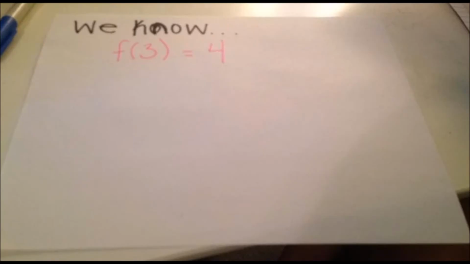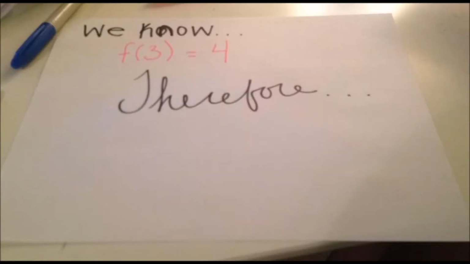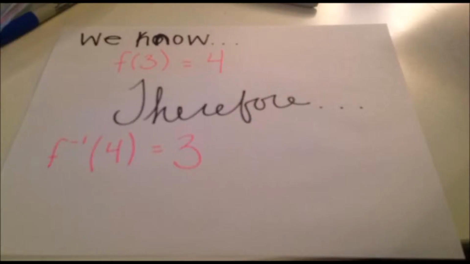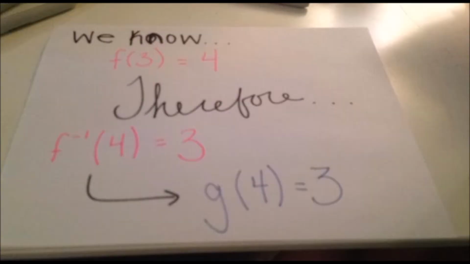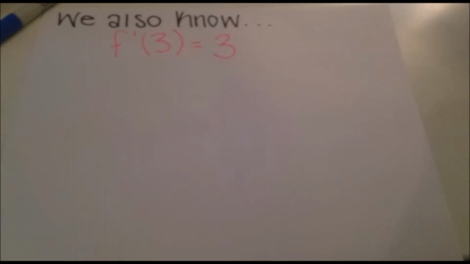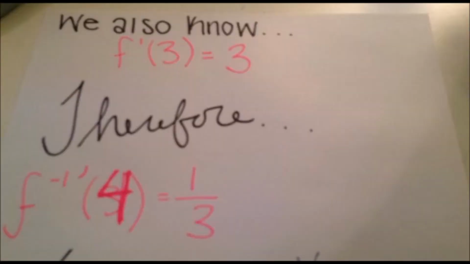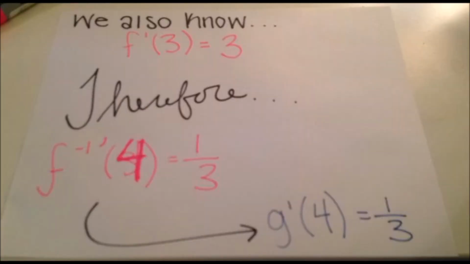So we already know that f of 3 equals 4, therefore the inverse would be (4, 3), or g of 4 equals 3. We also know that f prime of 3 equals 3 because the slope is 3 and the derivative is the slope of the tangent line. Therefore, excuse my awkward correction, the inverse derivative would be g prime of 4 equals 1 over 3, or 1/3, because it is the inverse.